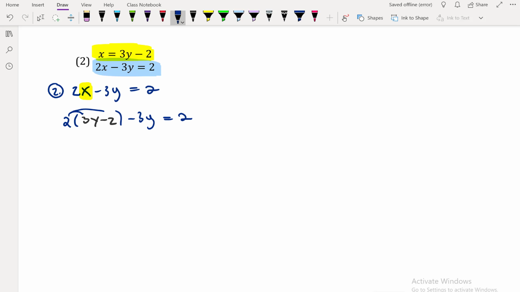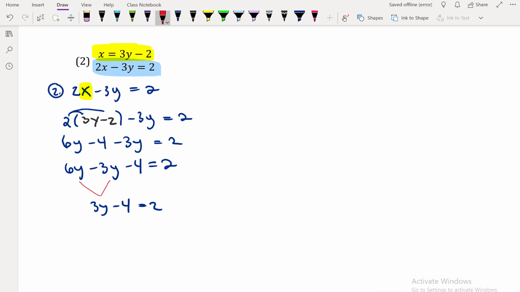So now I'm going to distribute to give me 6y minus 4 minus 3y is equal to 2. I'm going to rewrite this as 6y minus 3y minus 4 is equal to 2, because students are less likely to make a mistake if they rearrange it. That way when I combine the 6y and the 3y, I get a positive 3y. Then from here, I'm going to add 4 to both sides, so that 3y is equal to a positive 6.